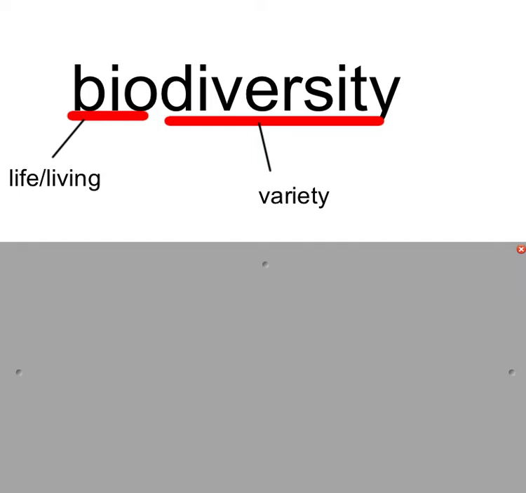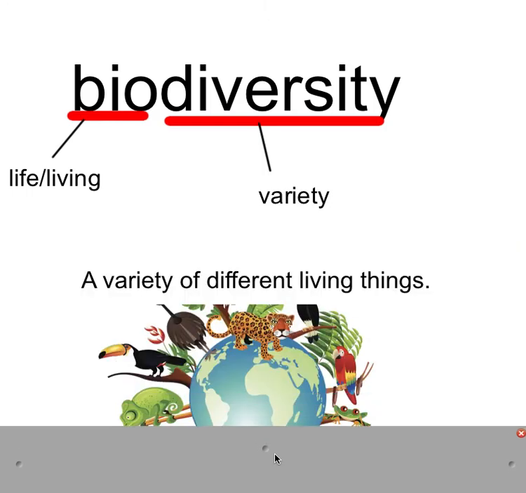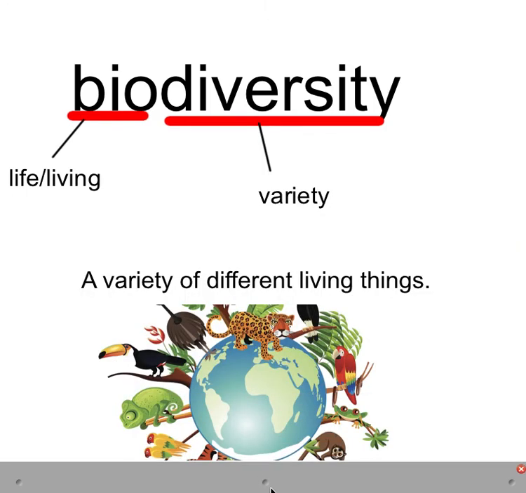How about biodiversity? Diversity means a variety of different things. So what is biodiversity? That's when we have a variety of different living things, like different animals and plants.